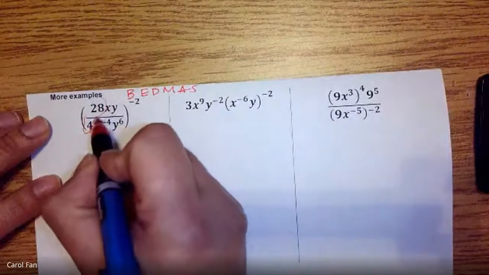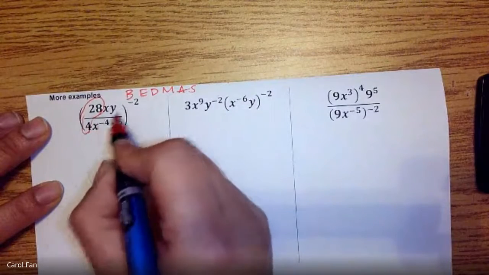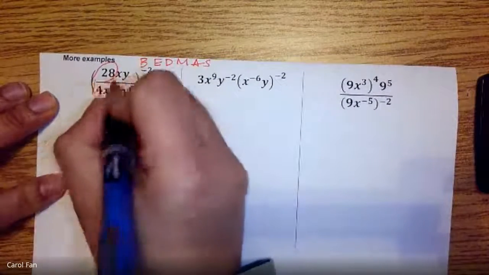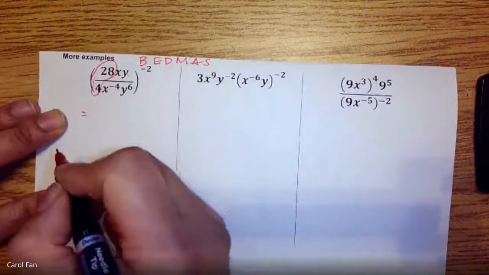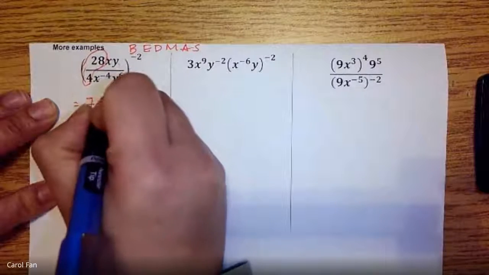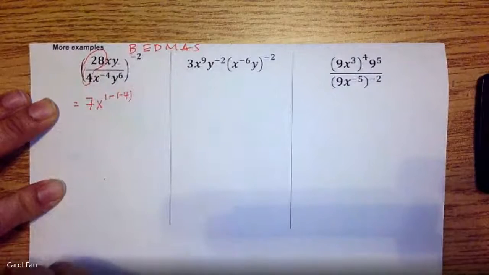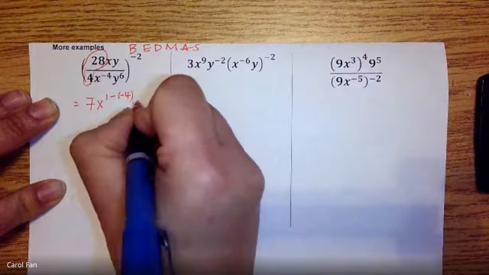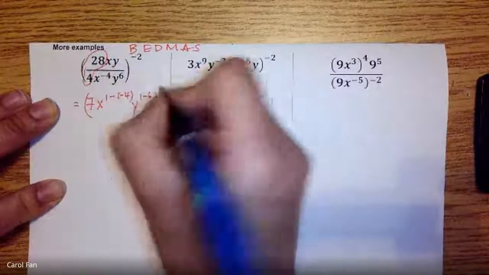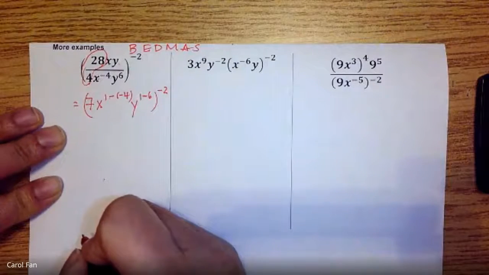Now within my bracket, I have some coefficients. These are my coefficients. They're going to be divided. I have a base of x and a base y. So let's simplify it. 28 divided by 4 is equal to 7. Then I have x to the power of 1 minus 4. And for my y, to the power of 1 minus 6. And all of that is still in the bracket, which is raised to the power of -2.